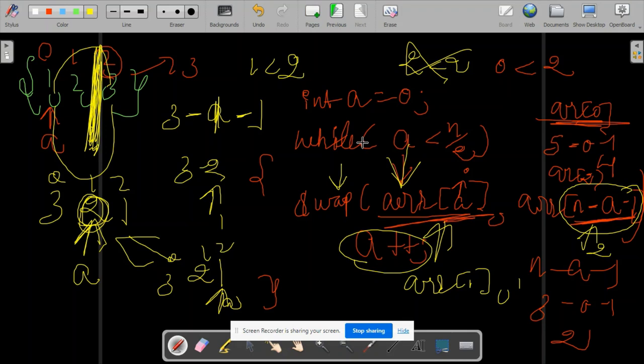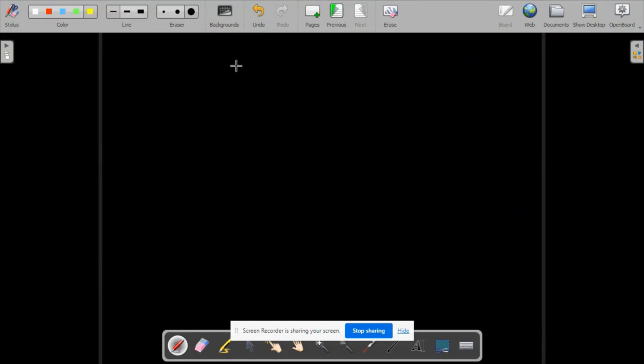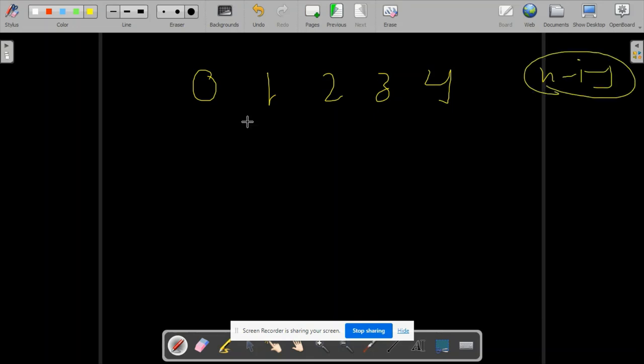Fine. Okay. I hope that this logic is clear to you. Again, a little bit of description about what approach I used. Suppose this is your 0th index, 1st index, 2nd, 3rd, 4th. I am emphasizing this n minus i minus 1 logic here, right? Other things, you are clear, I know.